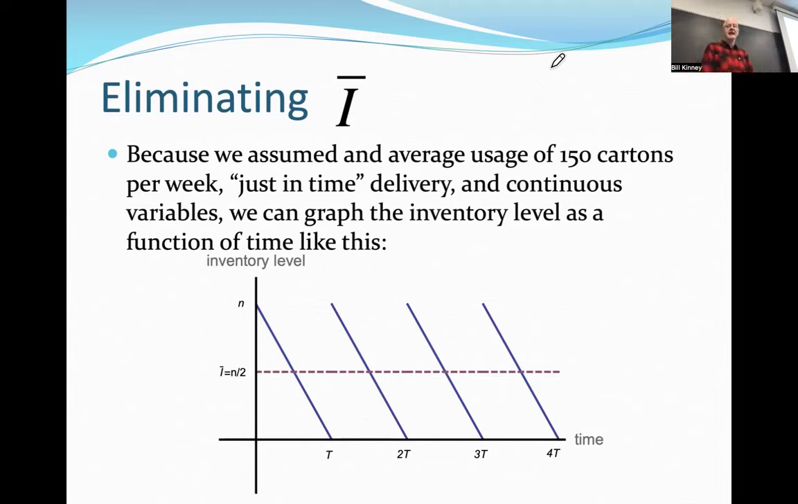Based on this, what is the average inventory level? I hope it's pretty clear that I bar is N over 2. Right? If you order once every four weeks, 600 cartons, then 300 would be your average inventory level. And that is what they said is the part of the cost of the storage that should go toward our formula. I bar is N over 2. So in the formula, I can now replace I bar with N over 2.